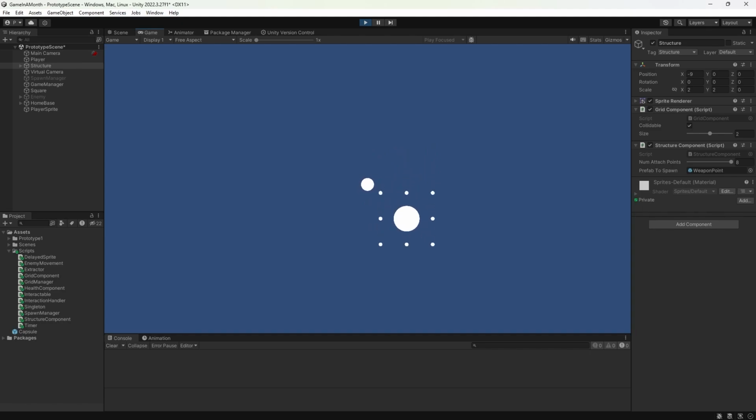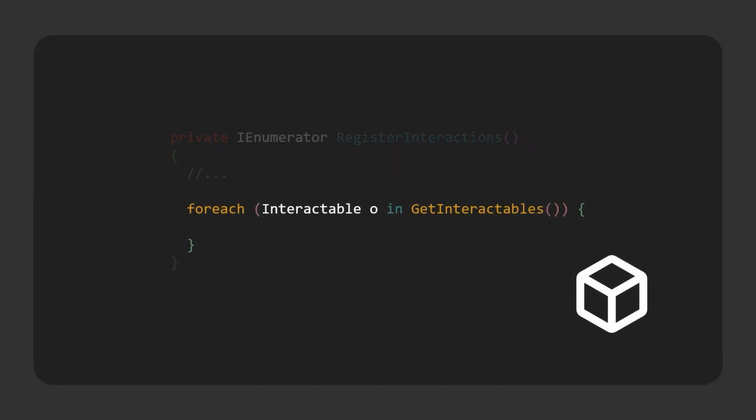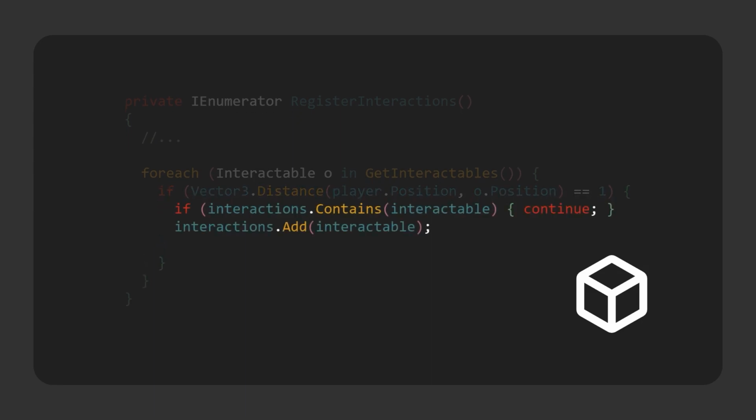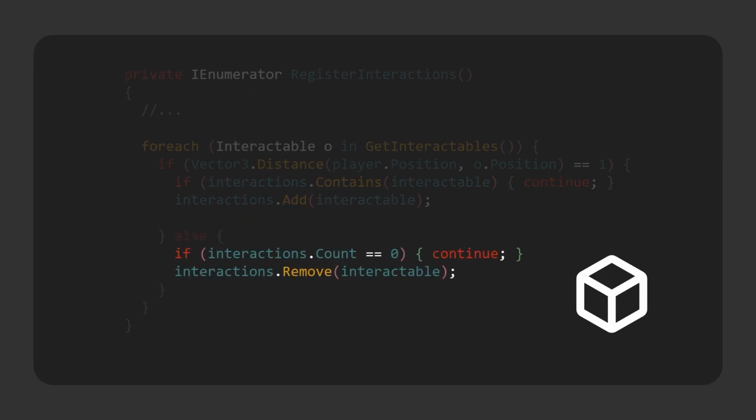The solution is, of course, a system that handles all interactions in the game. To do this, I created two new scripts, an interaction handler, in the form of a singleton, and an interactable MonoBehaviour. The interaction handler loops through the list of objects with the interactable component attached to it, and checks if the player is one grid space away. If the object is close enough, it automatically adds itself to the list of possibly interactable objects. If not, it will remove itself from the list.